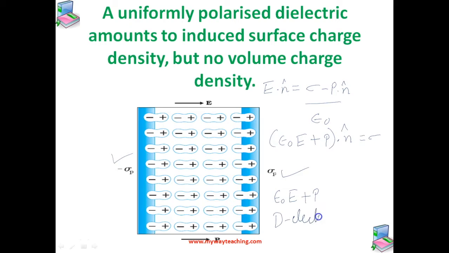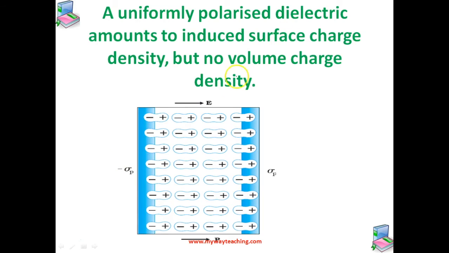Okay, this is electric displacement. So the significance of this electric displacement, and this electric displacement is a vector quantity, first thing, and we can write this electric displacement as D is equal to epsilon naught E plus P.